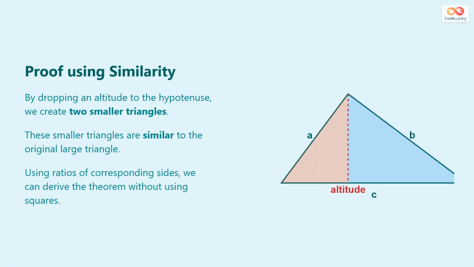Here is another elegant way to think about it using similar triangles. If we draw a line from the right angle perpendicular to the hypotenuse, we split the big triangle into 2 smaller ones. All 3 triangles, the big one and the 2 small ones, have exactly the same angles. This means they are scaled versions of each other. By comparing their side ratios, the theorem emerges naturally from the proportions.